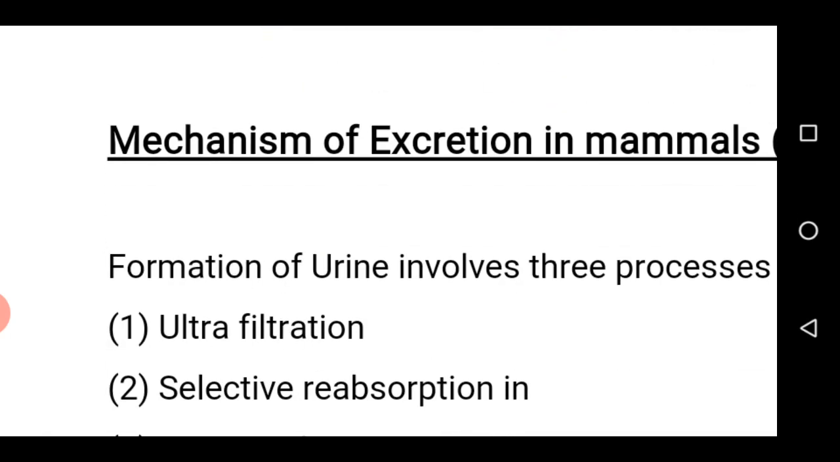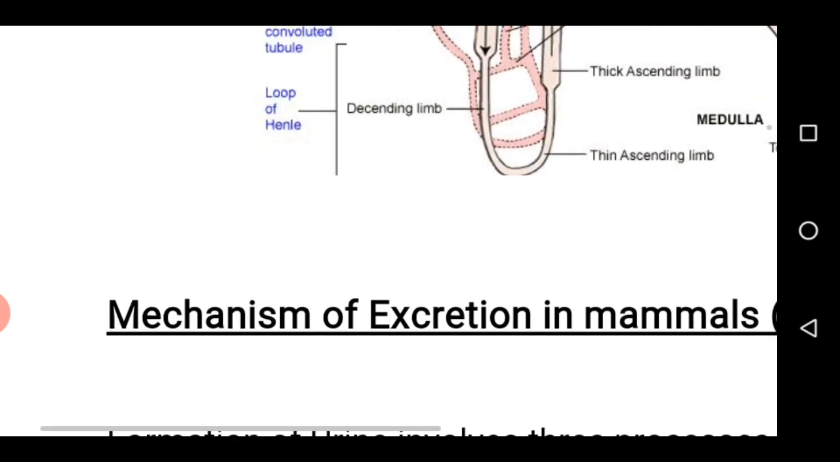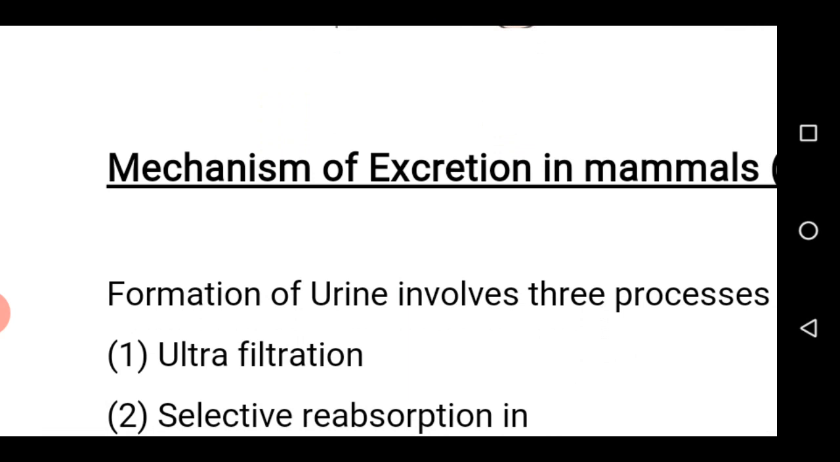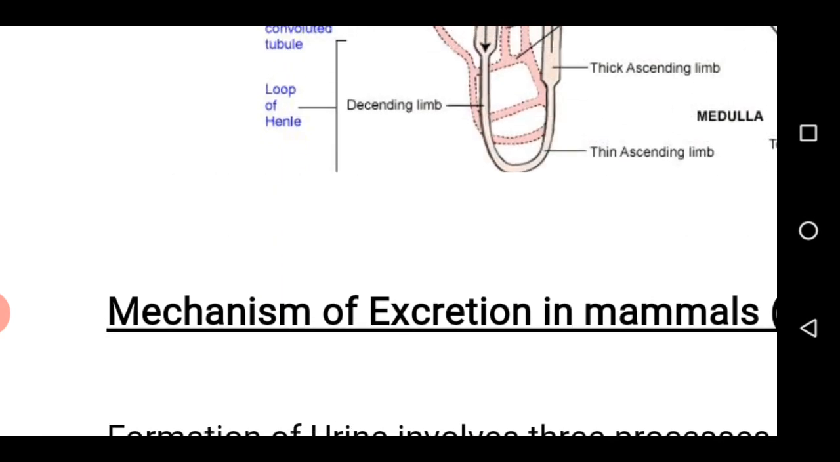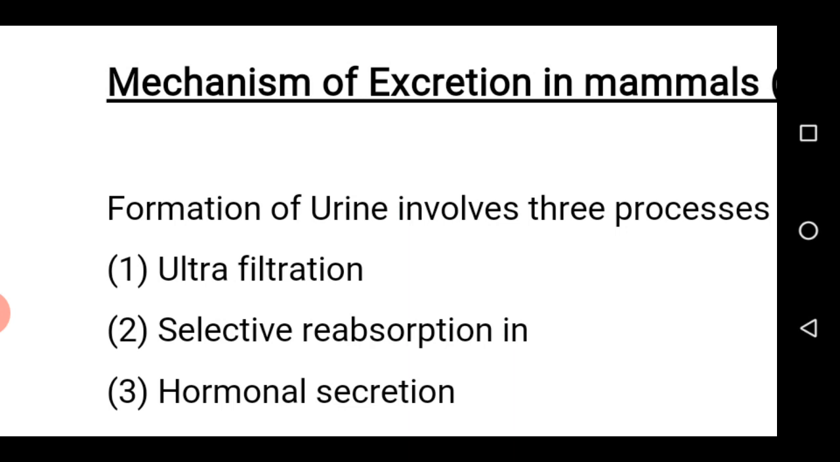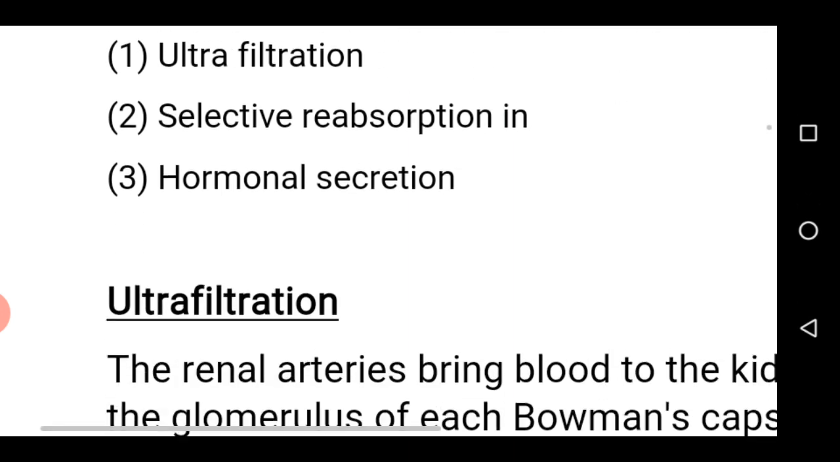Now, mechanism of excretion. Before we go to the mechanism of excretion, the mechanism of excretion in mammals is of three processes. We have ultrafiltration, selective reabsorption. That "in" is not there, please, it's a typographical error. Selective reabsorption and hormonal secretion. So the mechanism of excretion in mammals is divided into three stages: ultrafiltration, selective reabsorption, and hormonal secretion.